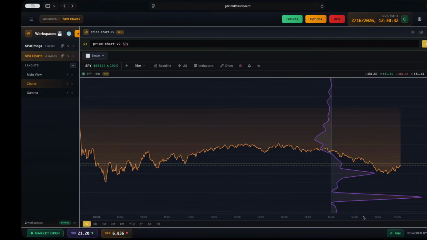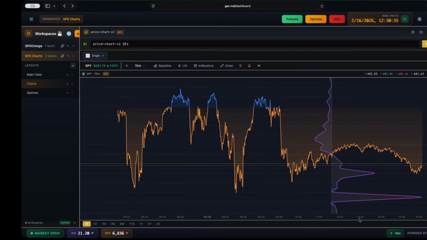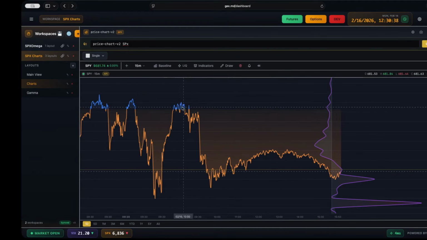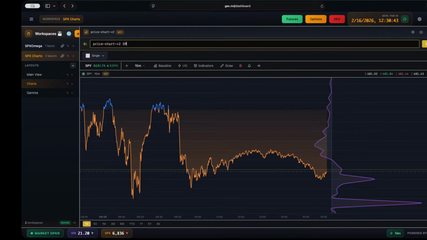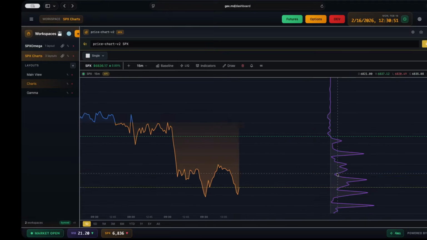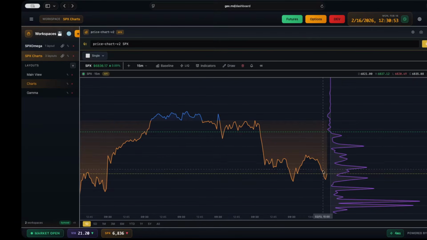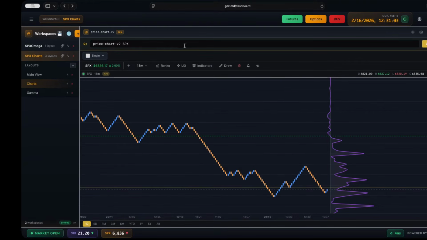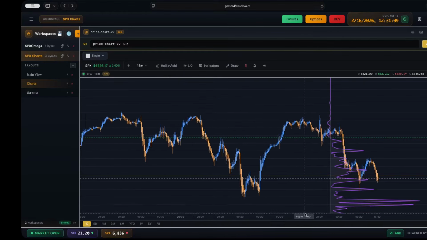Put this smaller. Where we are, right here, or right there. We are in SPY. We put SPX. Okay, so now we are right now in SPX. So if you do baseline, you get something like this. Or you can do Renkos. But I like to do Heikin Ashi, so it's an easy way to understand.